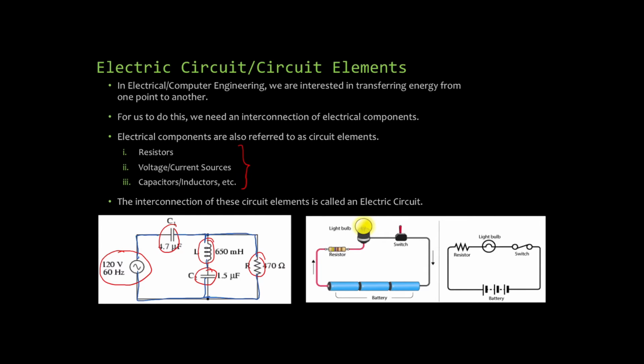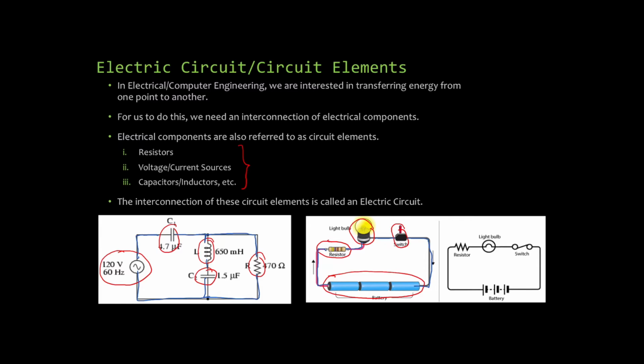The second example is the same concept. We have a battery, we have a resistor, a light bulb, and a switch. Again, these circuit elements are not useful by themselves. However, when we interconnect these components, it can become very useful and practical in the real world. We now have a light that can be controlled using an on-off switch.